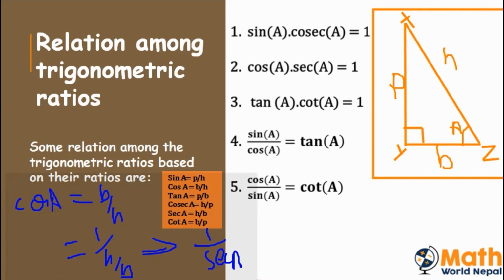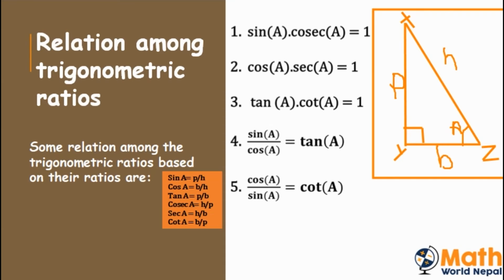Now we're going to skip the third relation for now, and we're going to focus on the fourth relation, which is tan A is equal to sine A by cos A. For this we're going to take tan A equals P by B, and we're going to divide both numerator and denominator by H, and P by H is given by sine A and B by H is given by cos A, so we can write tan A as sine A by cos A, which verifies the fourth relation.